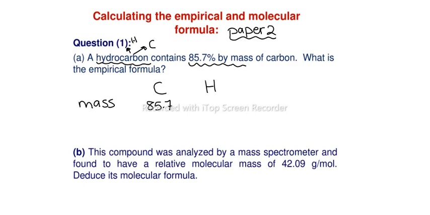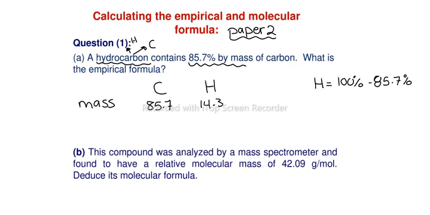Now, what is the mass of hydrogen? The total percentage for all atoms inside any formula is 100%. So in order to find your hydrogen, you need to subtract the 85.7% given for the carbon from 100%. So in this situation, the final answer is 14.3.